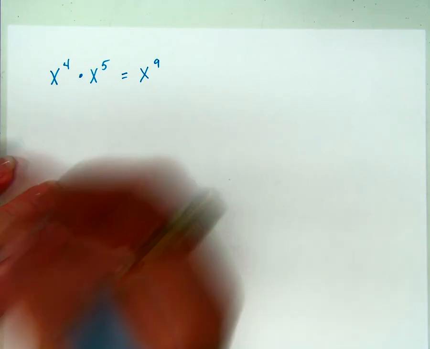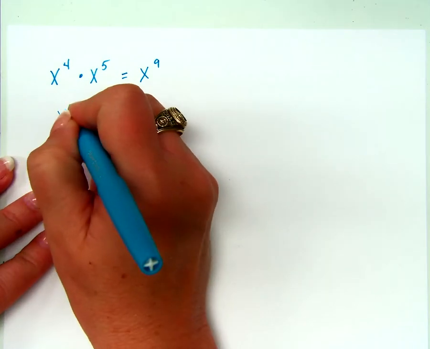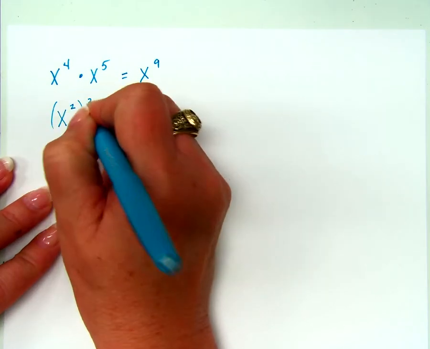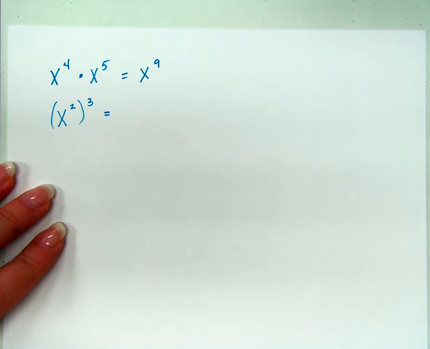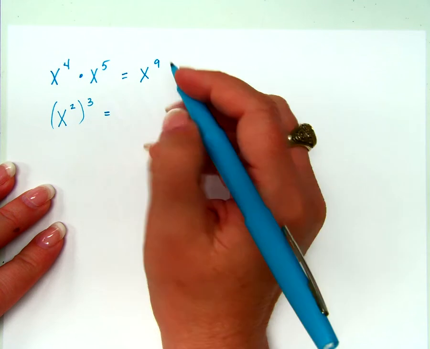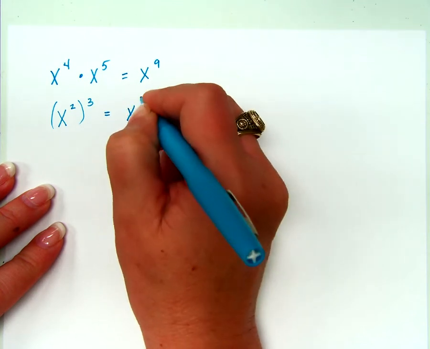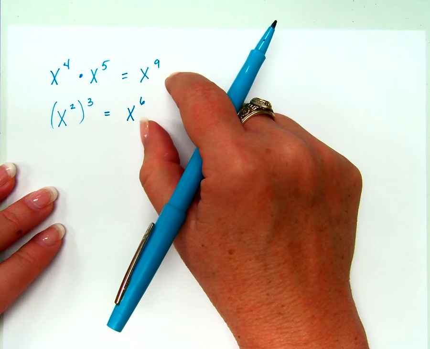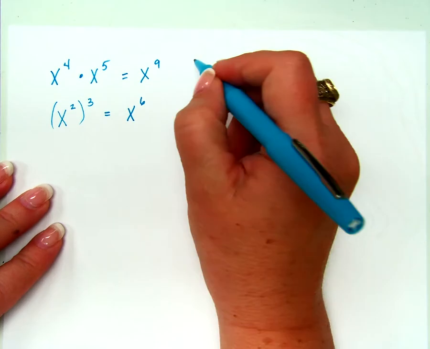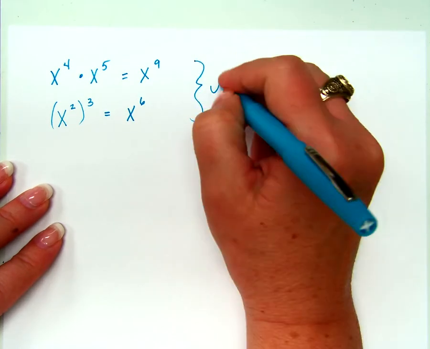Okay, what about if we had x squared to the third power? What would you do with those exponents? Yeah, it's a power to a power, so we would multiply those two, so we would get x to the sixth, right? I'm going to need you to remember these two things today, okay? Now, these are exponential rules, right?